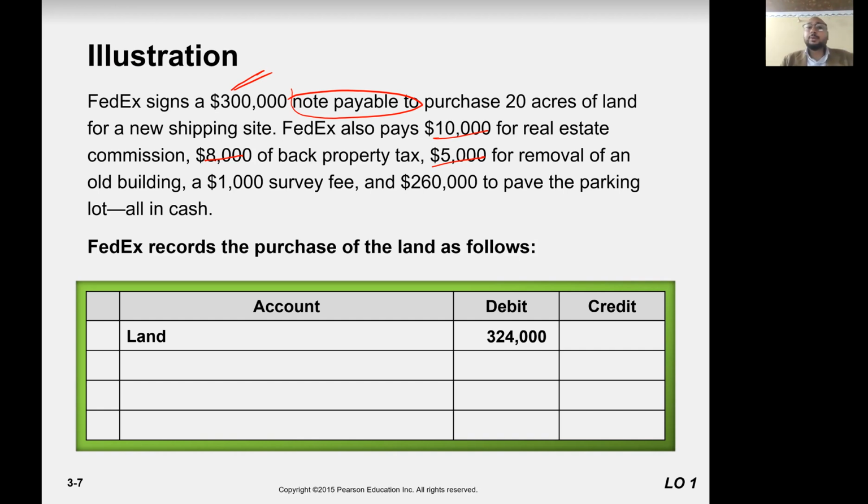Notes payable is 300,000. And how much cash you paid? You paid cash 24,000. This 10,000, 8,000, and 5,000, if you add them, would be 24,000. All right, so your cost of land is not just 300,000. It includes all the real estate taxes, commissions, not land improvement. So there's a very gray line between what is the cost of improving the land and what is the cost of land.